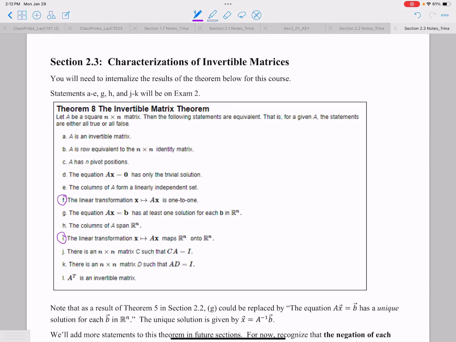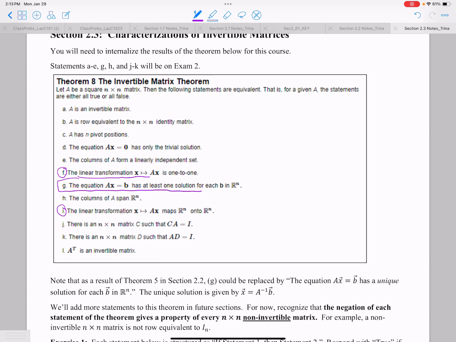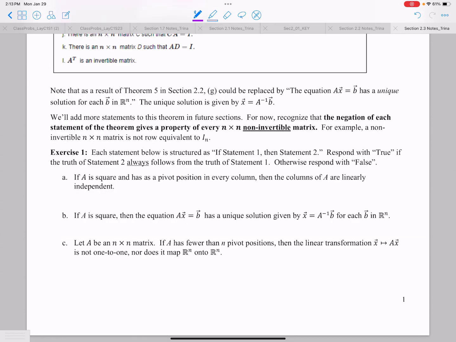I also would like to emphasize G. Sometimes instead of that phrase, it says the equation Ax equals b has at least one solution for each b in Rn. It really could say Ax equals b has one unique solution for every b in Rn. We will add more to these in later sections when we learn about determinants and other things. So we will be adding to that theorem, but that kind of summarizes what we've done so far.